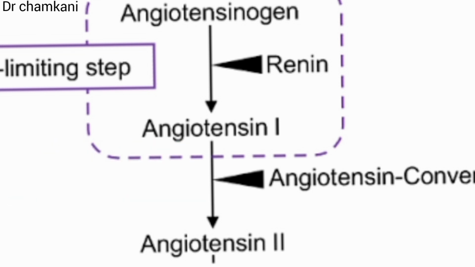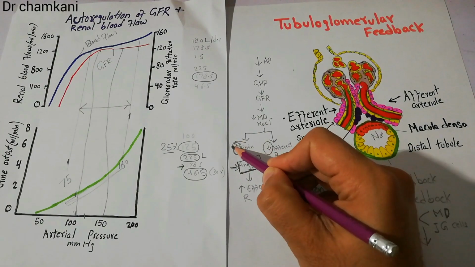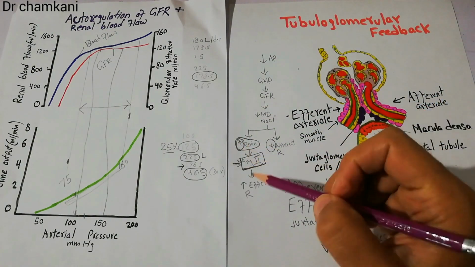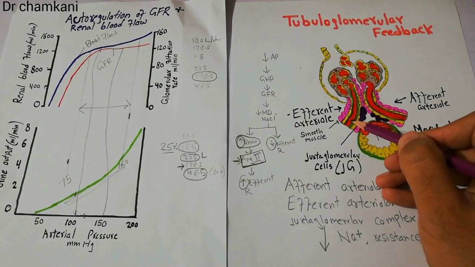So when the level of angiotensin 2 is increased, with the help of renin, this angiotensin 2 basically increases the resistance. It increases the resistance at the efferent arteriole.